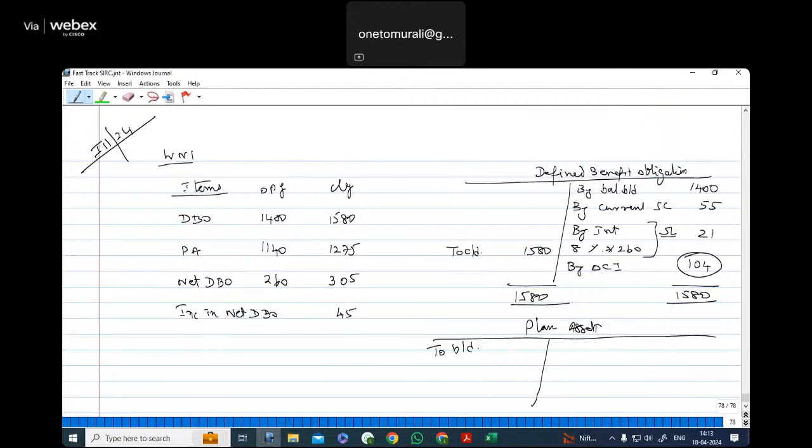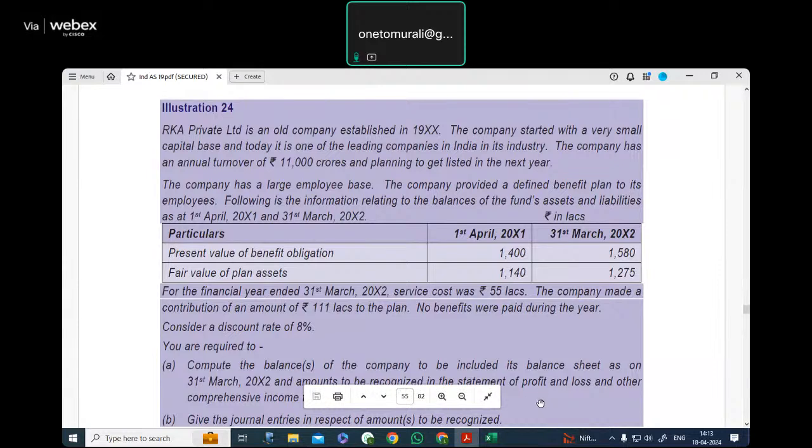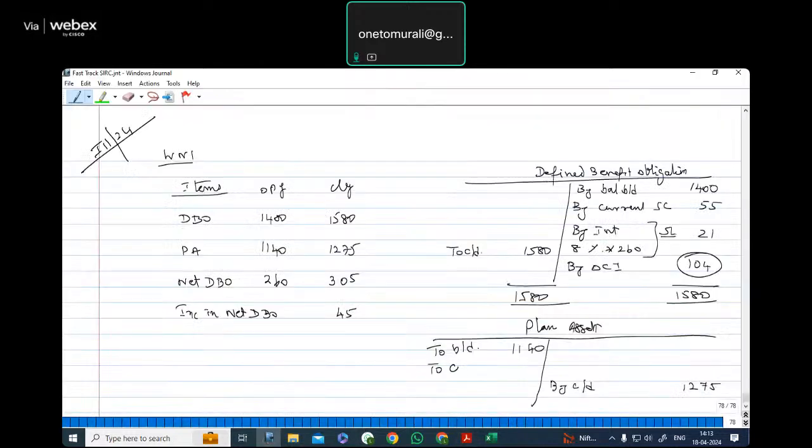To balance brought down 1140, by balance carried down 1275. So here the company made a contribution for amount of 111 lakhs to the plan. To cash 111.